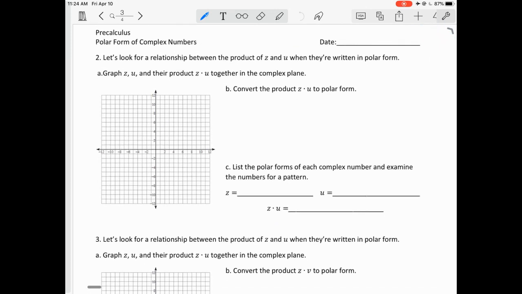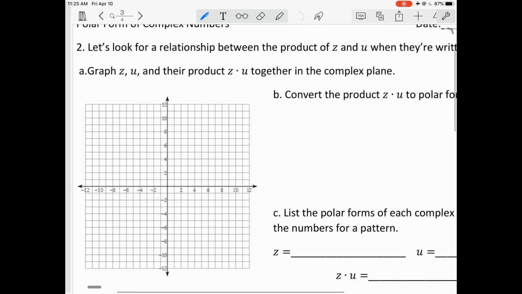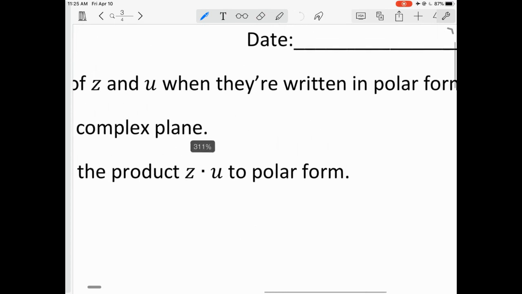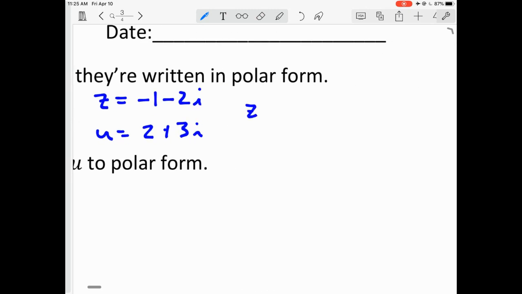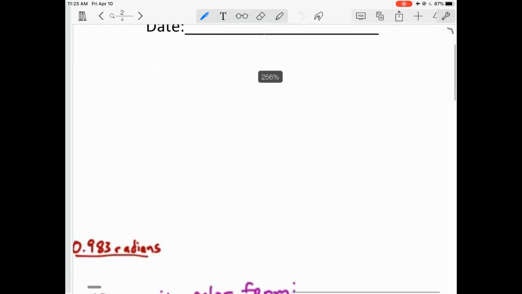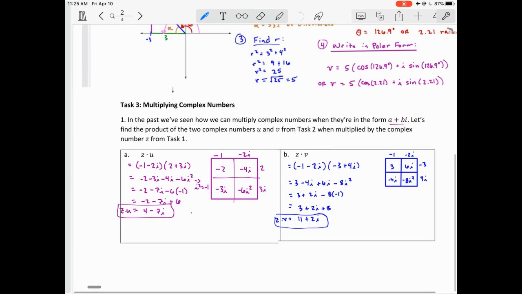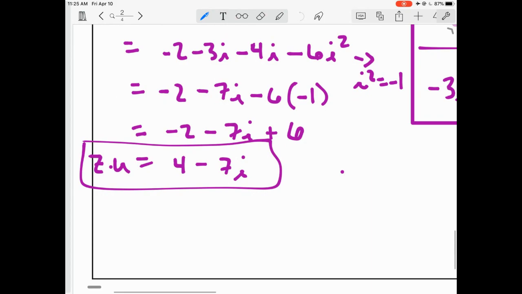What we're going to do is look for a relationship between the product of z and u when written in polar form. So first, let's graph all of those numbers together. z was equal to negative 1 minus 2i. u is 2 plus 3i. And we just found z times u on the other side. z times u was 4 minus 7i.